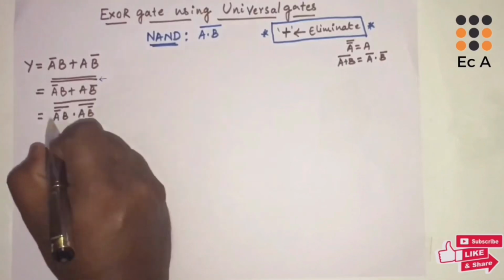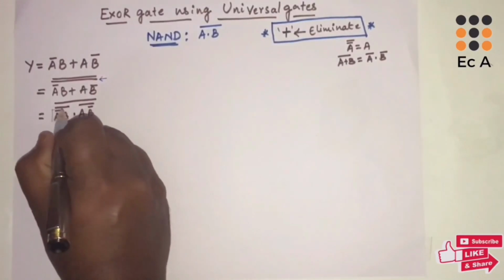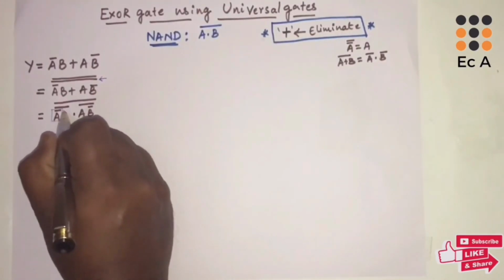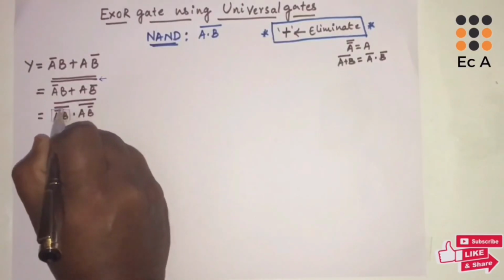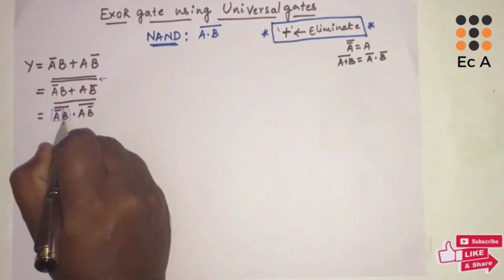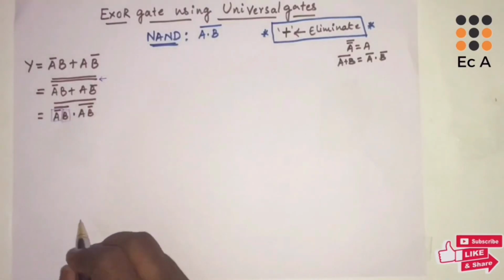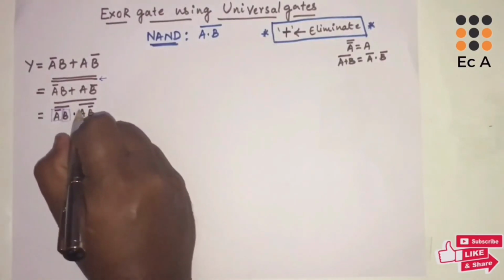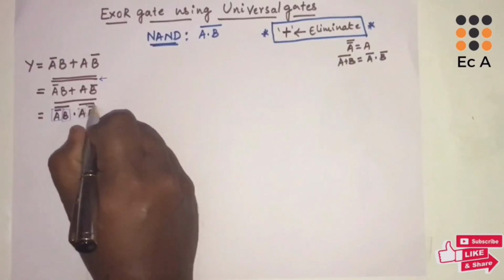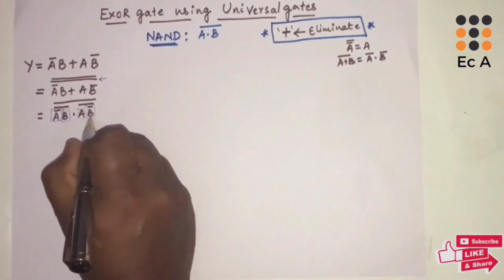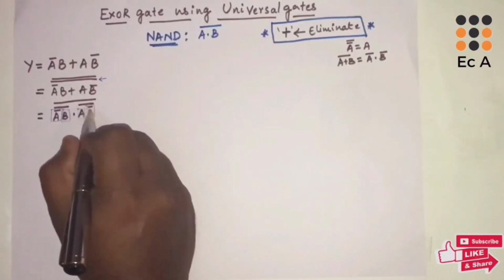Now this expression can be easily implemented using NAND gate. We can implement a bar first, then take b and implement that using one NAND gate, a bar dot b whole bar, that is one NAND operation. Next we can implement a, then b bar. So a dot b bar whole bar is one NAND operation.